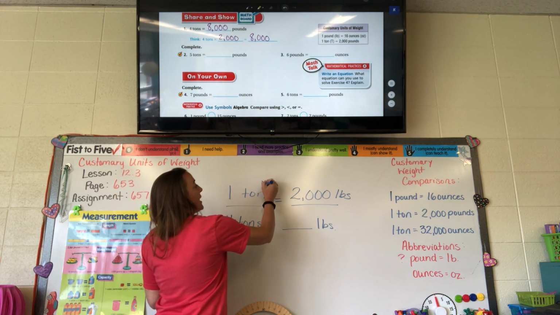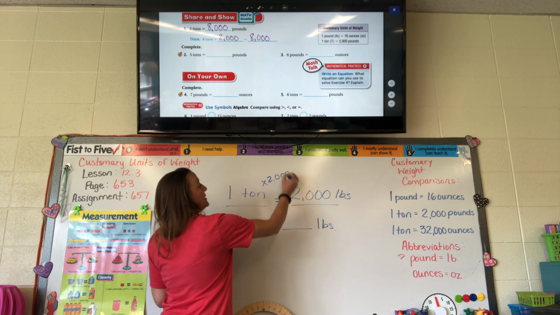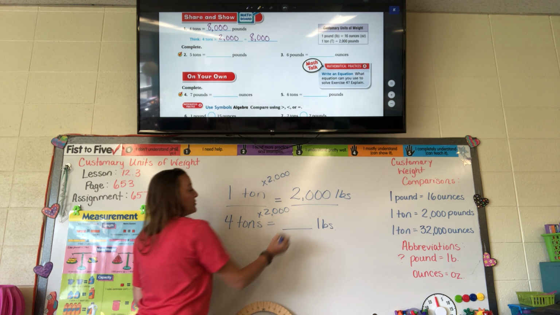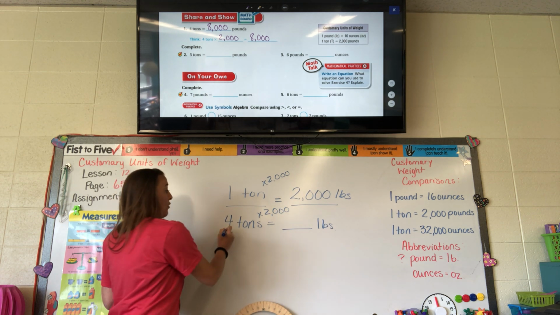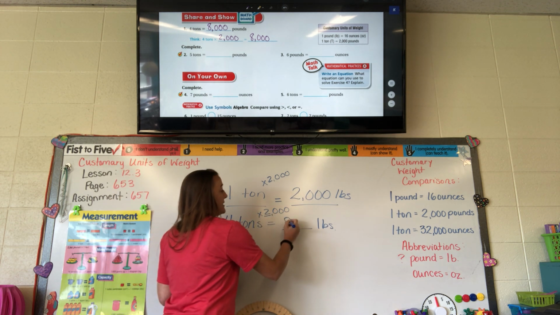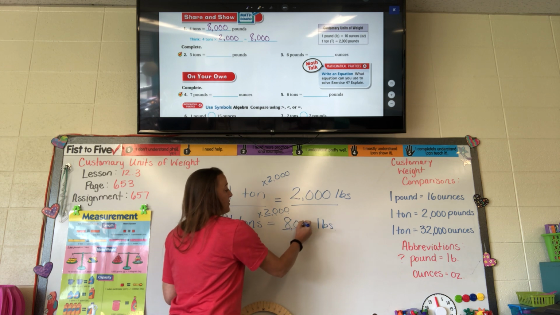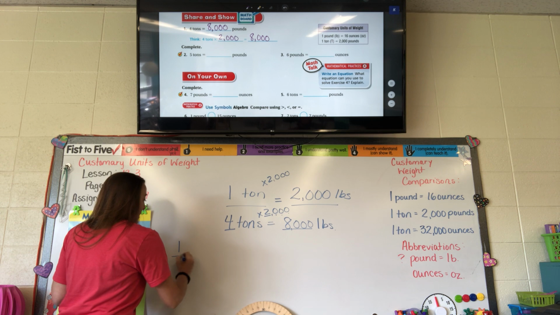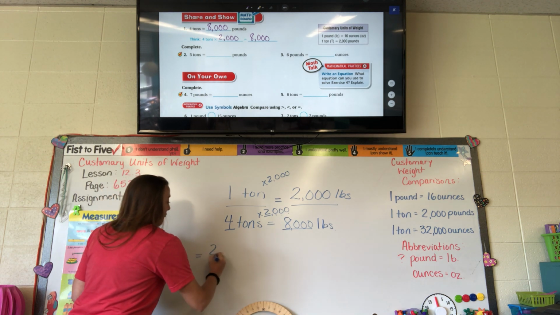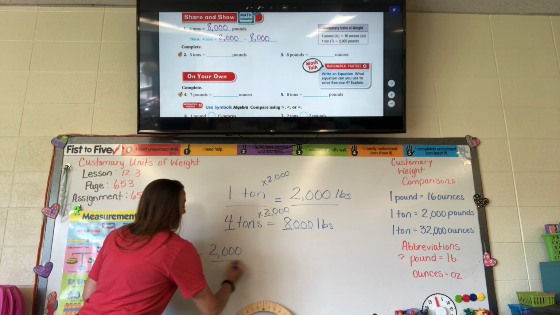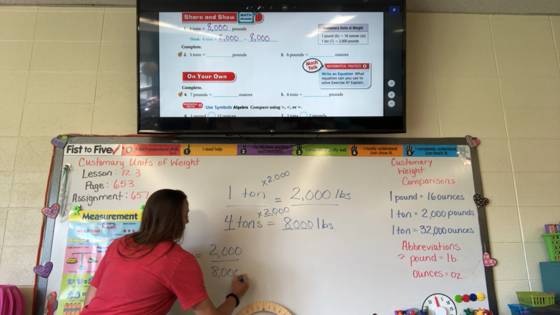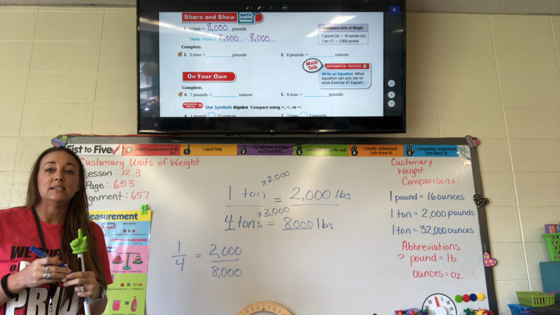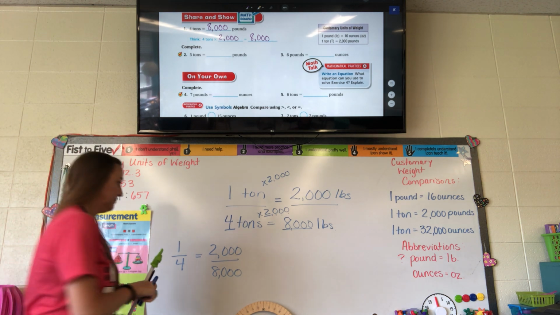1 times 2,000 equals 2,000. 4 times 2,000, you use your basic fact. 4 times 2 is 8, and then tack on your 3 zeros. Okay? So again, just like equivalent fractions. Okay? So 1/4 is equivalent to 2,000/8,000. Okay.